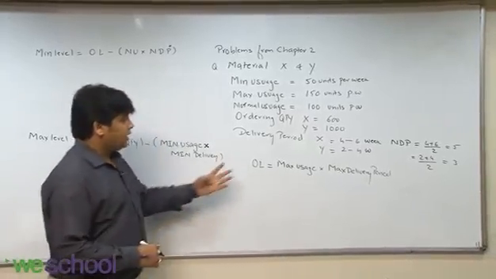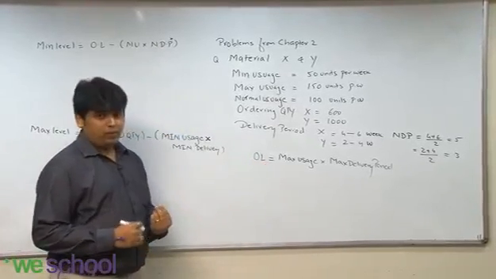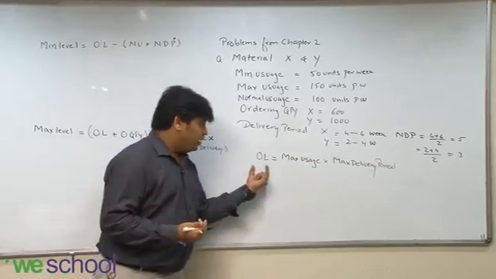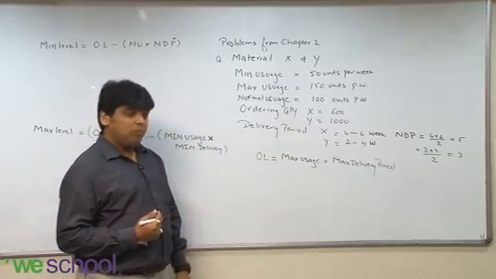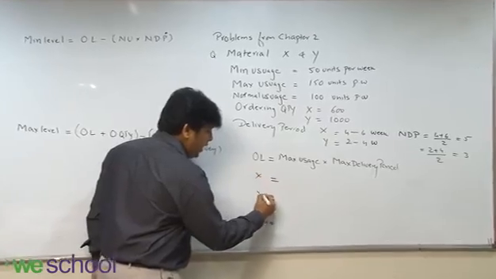Now let us calculate the ordering level. Please solve the sum with me. Ordering level is equal to maximum usage into maximum delivery period. So let us calculate for X and Y.